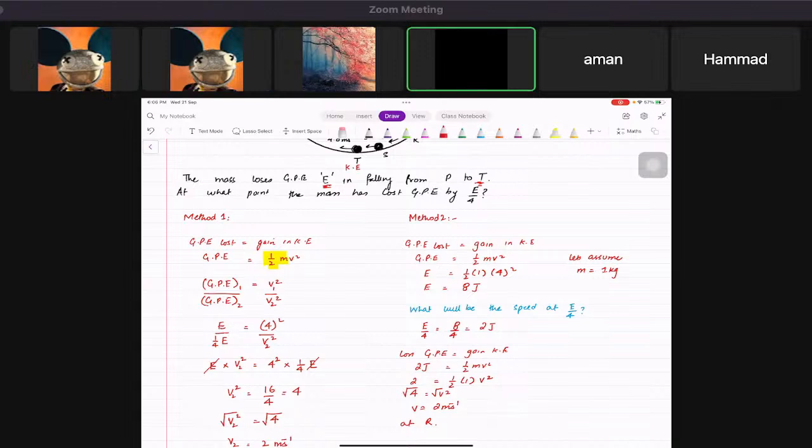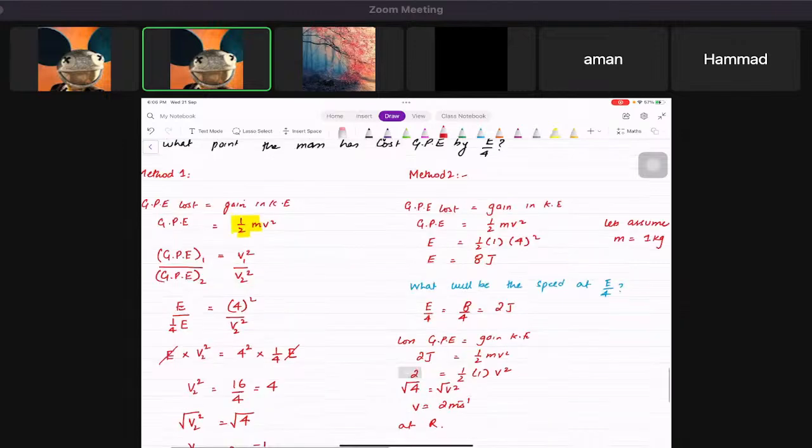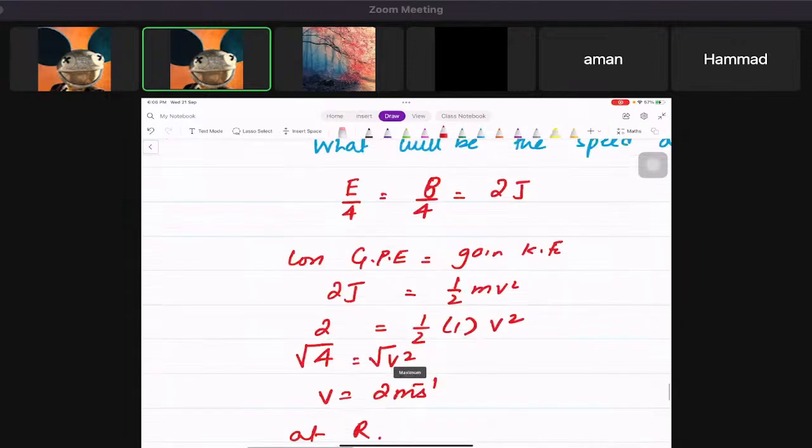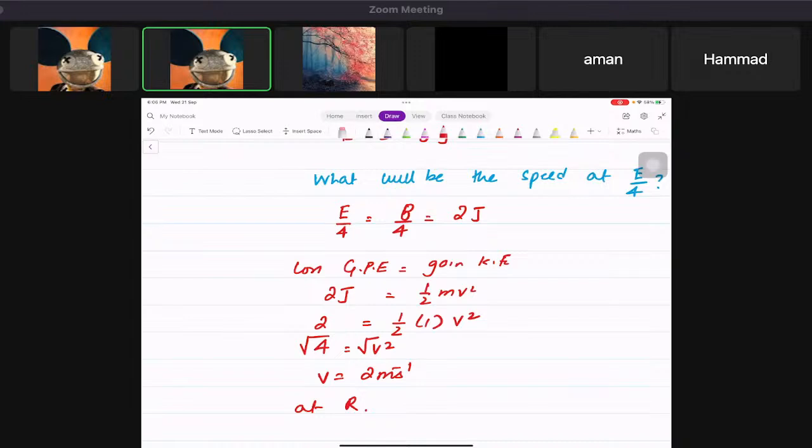Sorry, after the 2 equals half 1 v squared, where did you get the 4 under root? I multiplied this half, multiplied there, so 2 times 2 is 4 now. You see? You get my point?